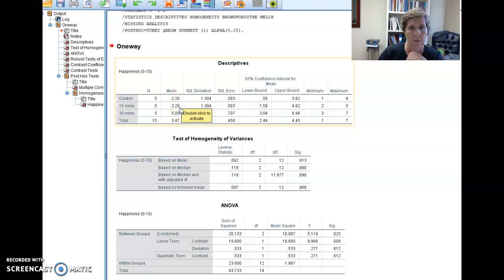15 minutes with your dog gave you an average happiness value of 3.20, and 30 minutes gave you a happiness value of 5. Okay, so that's just our descriptives.